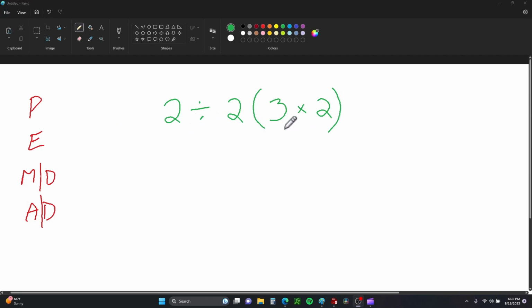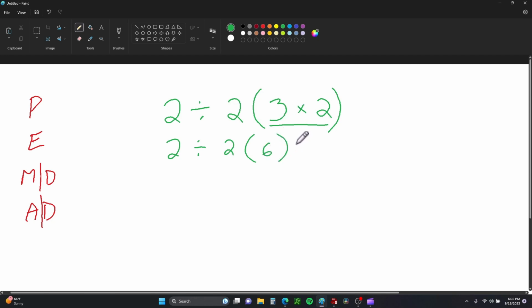A problem like this has gone viral through the internet, with people trying to establish using order of operations what the solution is. The correct way to do order of operations as taught in school would be to start with parentheses. Well, that part's pretty easy. Let's actually do that. So then I have 2 divided by 2 times, and 3 times 2 is 6.